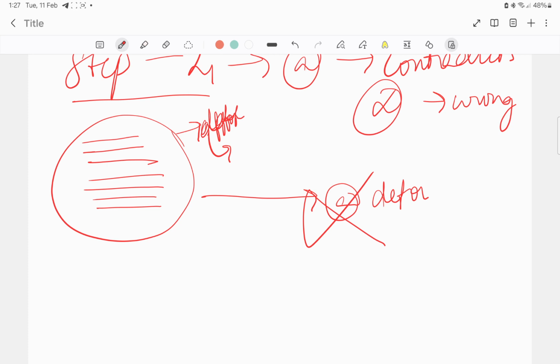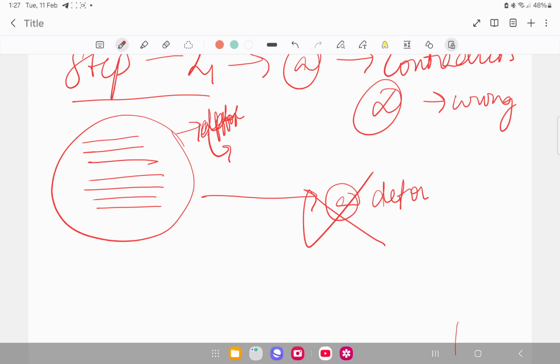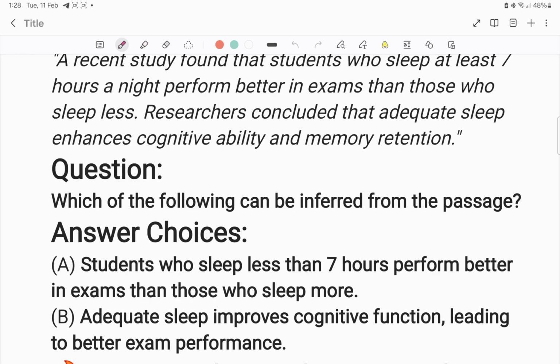So we'll do a live CLAT style example, a real world practical application. First of all, identify the core idea, what the passage is saying. So you need to read the passage. A recent study found that students who sleep at least 7 hours a night perform better in exams than those who sleep less. Researchers concluded that adequate sleep enhances cognitive ability and memory retention.